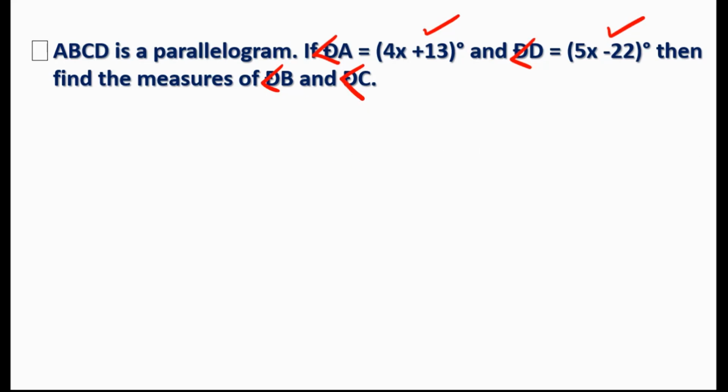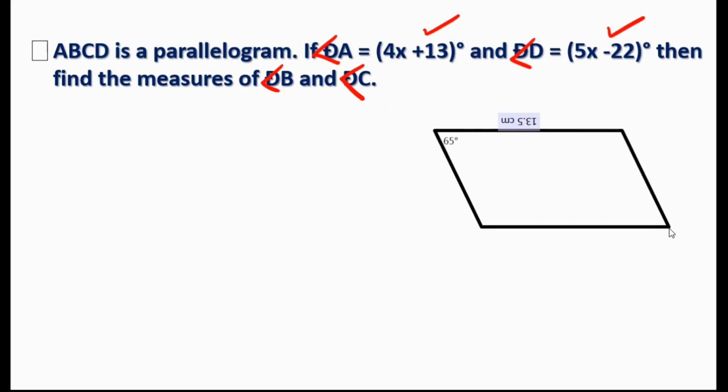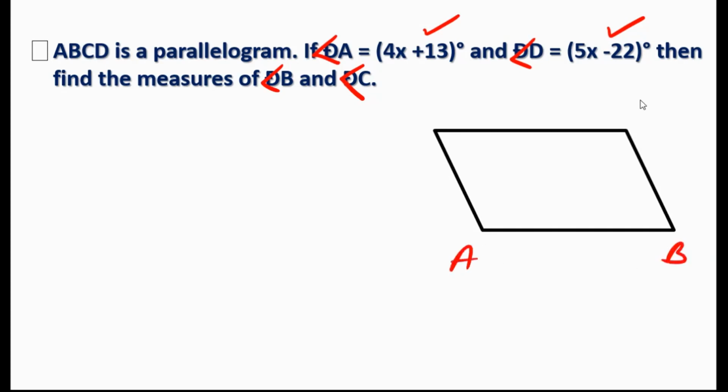Let's see, here also it is a parallelogram. We can make it like this, we can make it like this also. Which one will be right we will know later. Okay, we will mark it as ABCD. Let's see, ABCD has come. Angle A is equal to 4x plus 13. Angle D is equal to, this one is given, 5x minus 22. Now you are asked to find out the measure of angle B, how much is it, and angle C, how much is it.